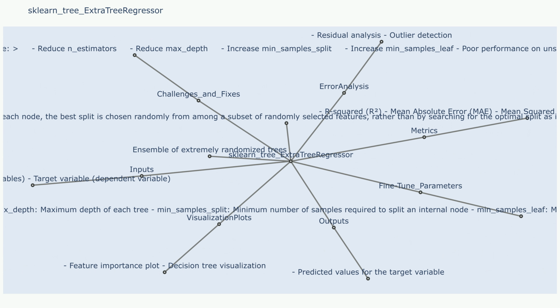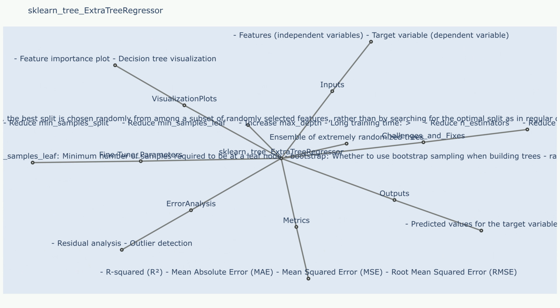Fine-tune parameters: n_estimators, the number of trees in the ensemble. Increasing this value usually improves accuracy but can lead to longer training times. Max depth: the maximum depth of each individual tree. Limiting depth can help prevent overfitting.